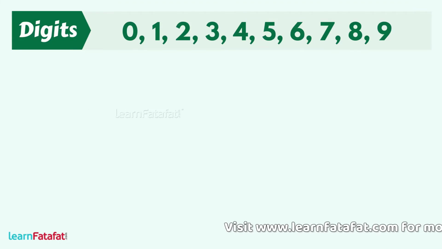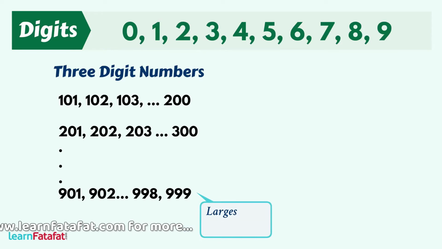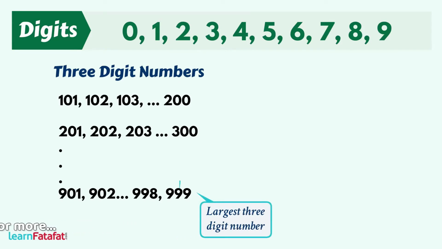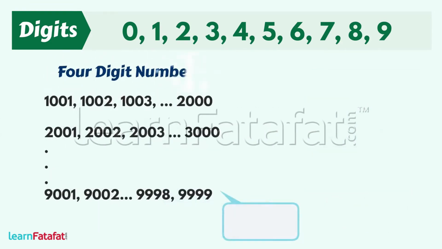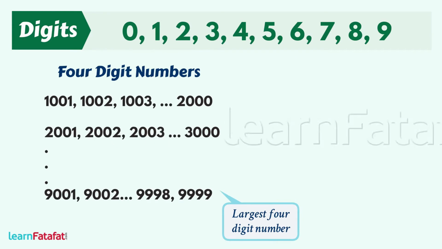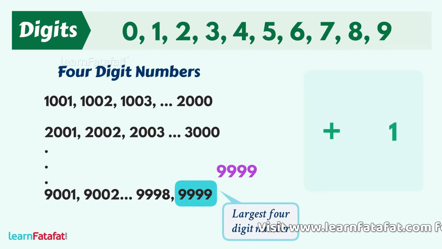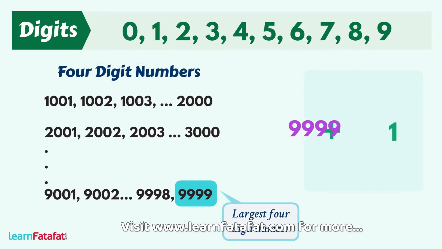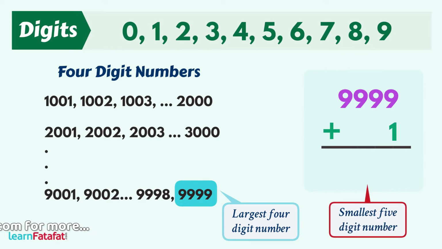In the same way, we can go on forming various other 3 digit numbers. The largest 3 digit number is 999. Adding 1 to the largest 3 digit number 999 gives the smallest 4 digit number, 1000. In the same way, we have the largest 4 digit number 9999. If we add 1 to the largest 4 digit number 9999, then it gives the smallest 5 digit number, 10,000.